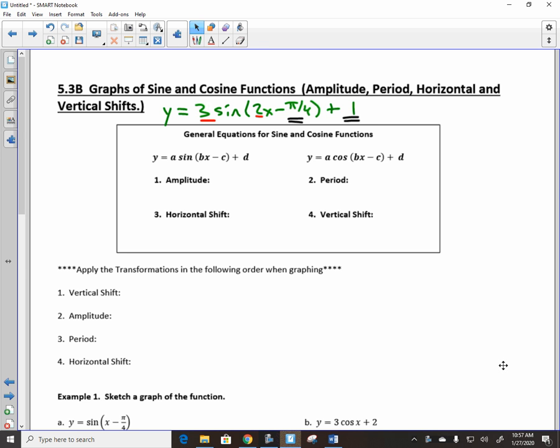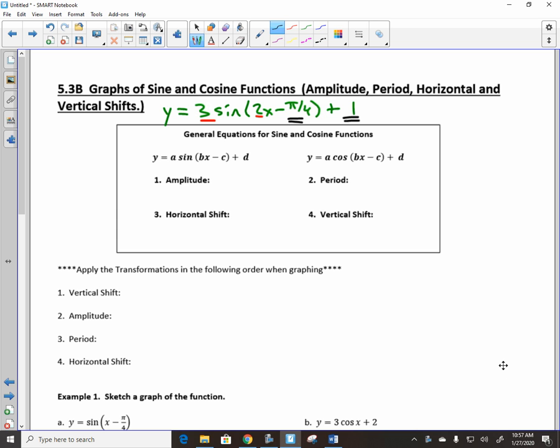Graphing sine and cosine functions. Today, what we're going to do is look at what happens if you look at all four of these numbers. On Friday, we talked about the 3. What does the 3 do? Starts with an A, amplitude. Yeah, it affects how high it goes and how low it goes.